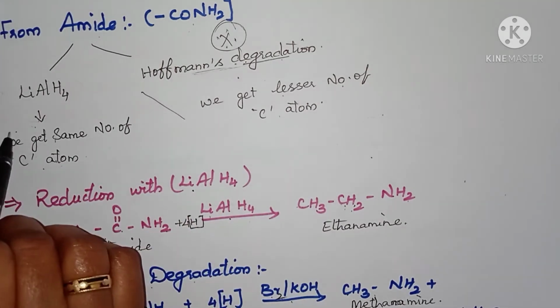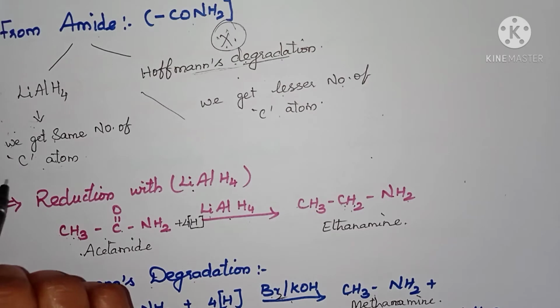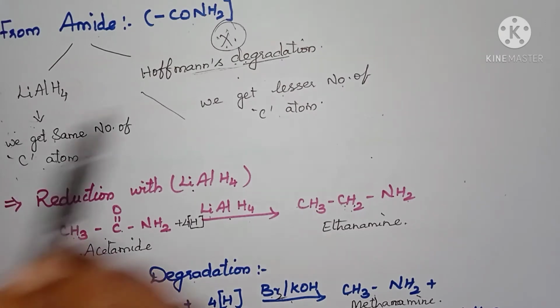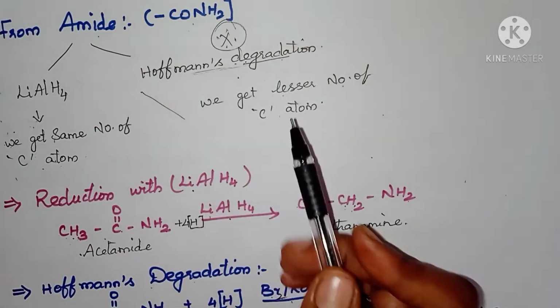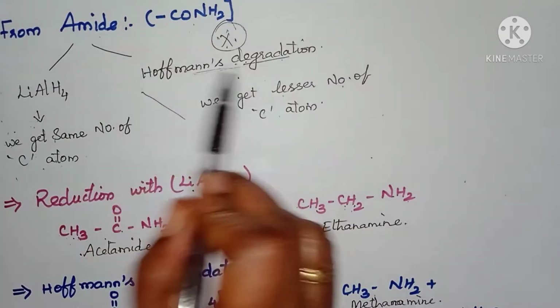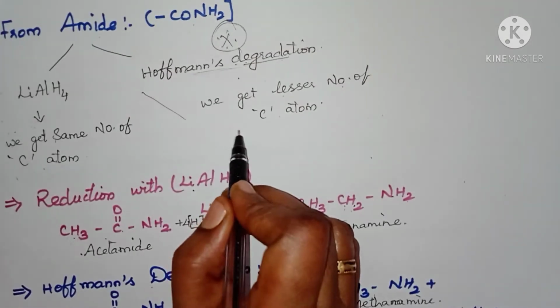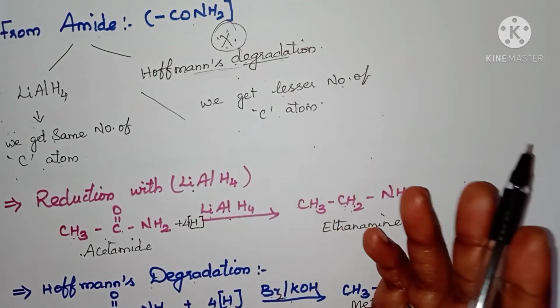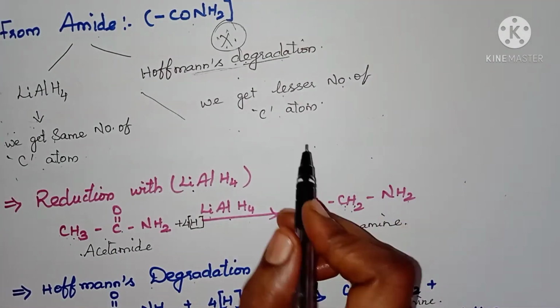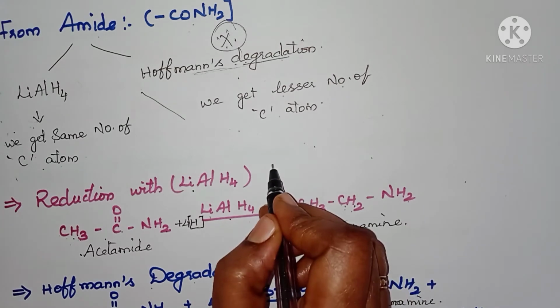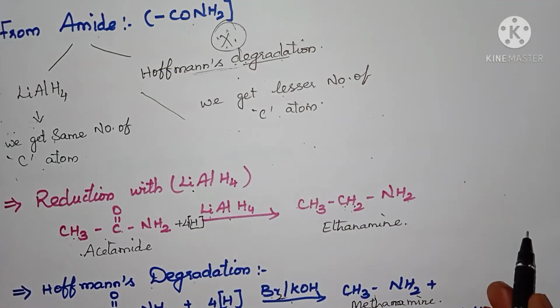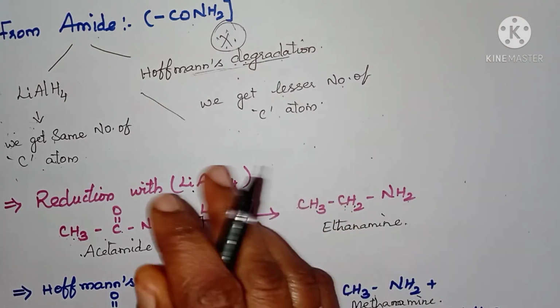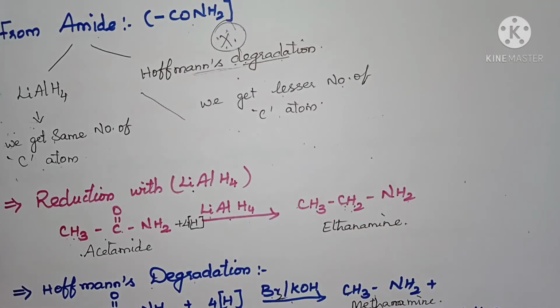In the first category, lithium aluminum hydride, you get the same number of carbons. Another type of reaction is Hoffmann's degradation, where the carbon number will be less. So if they ask you to explain Hoffmann's degradation, just remember how many carbons are there. Less number of carbons will be available in the product. You just remember all those steps so that it will be easy to remember, that easy idea I'm giving.